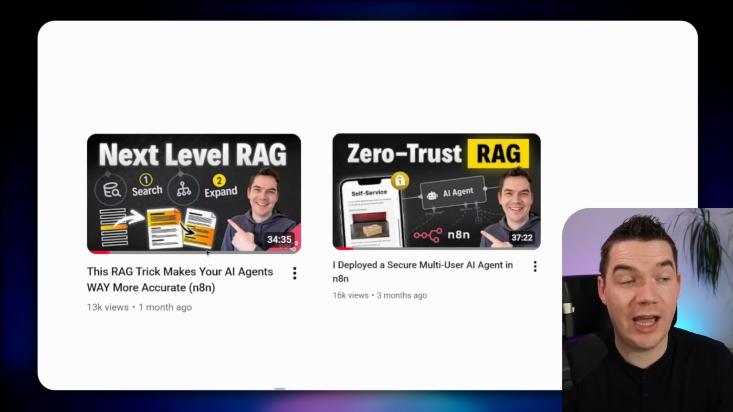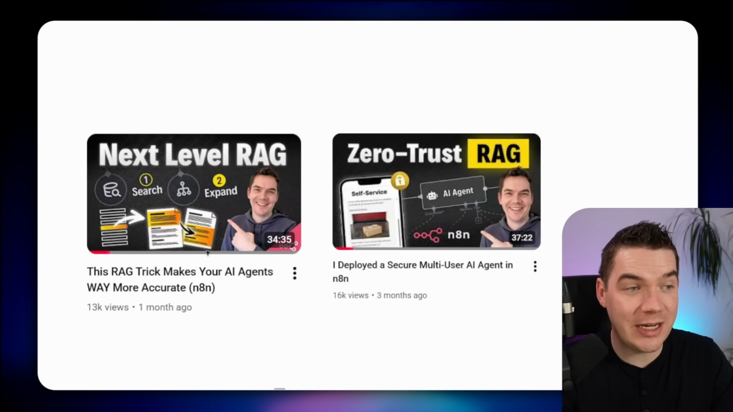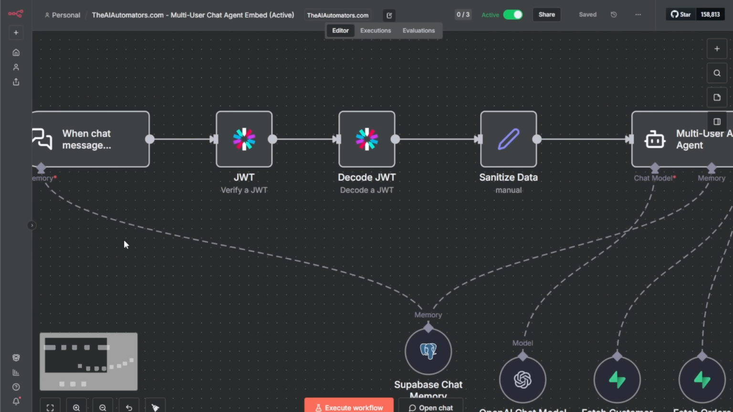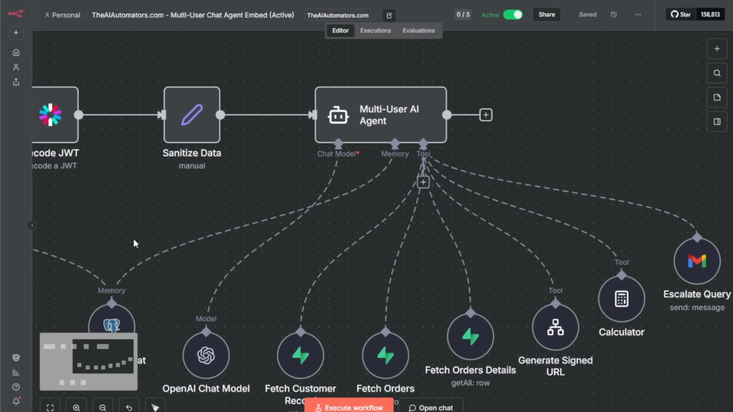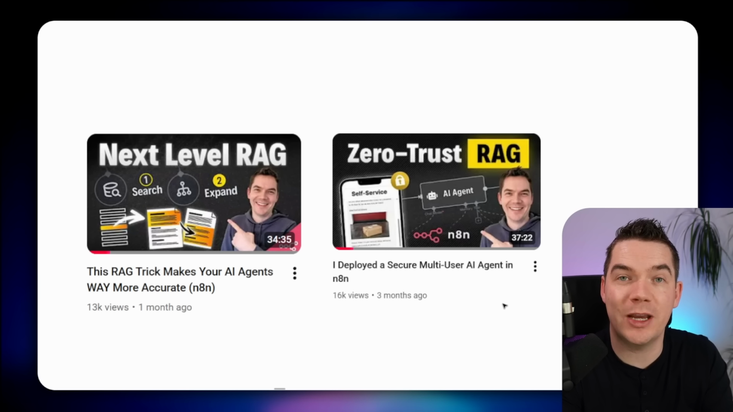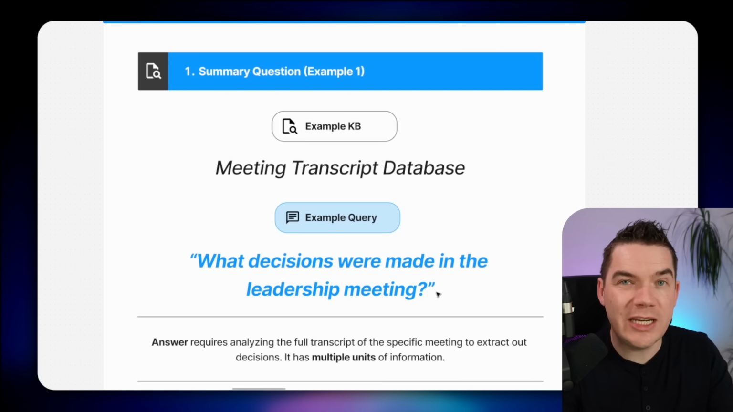And something else to call out here is, if someone is looking for decisions that were made at a leadership meeting, they should have the right level of access to actually retrieve that information. I have a full video on Zero Trust RAG where I go deep into how you secure AI agents to make sure people have the right access privileges when requesting the information. And that's our first example of a summary question where in reality, you need to process the entire document or the entire transcript to output a comprehensive answer.